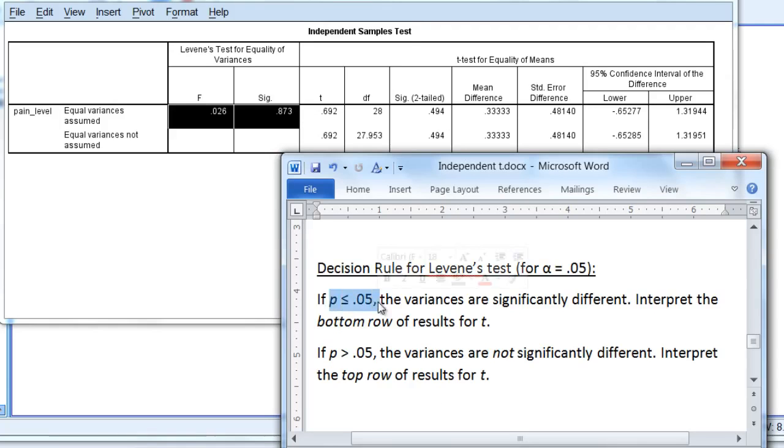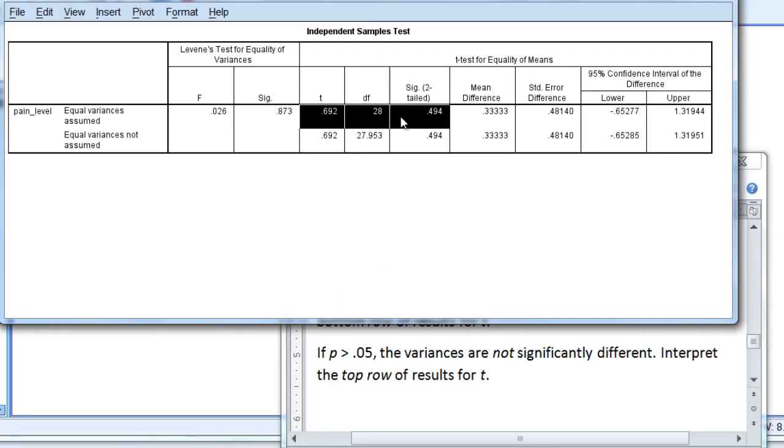Looking at these two conditions here, which does ours fall into? We have a p of 0.873, and that falls into the second condition. Therefore, the variances are not significantly different, and we'll go ahead and interpret the top row of results for t. So we're going to look at these values here in the top row for t.